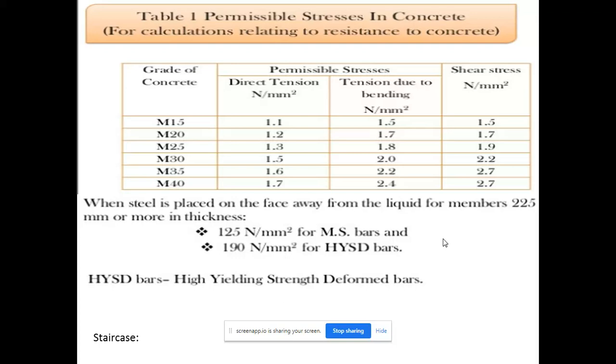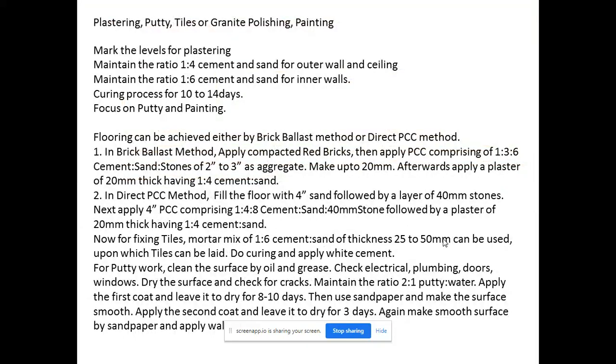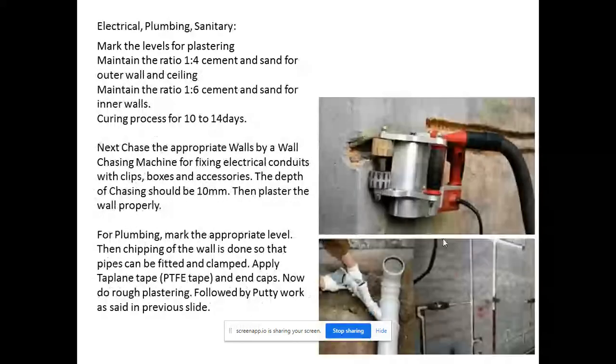Don't make use of MS bars. It is not required. The old technique was to use MS bars, mild steel bars. Now everything has been replaced by HYSD bars, or high yield strength deformed bars, which are also called TMT bars. The next step is plastering, putty, tiles or granite polishing and painting. You can see the basics shown in the slide. Don't forget to read them.